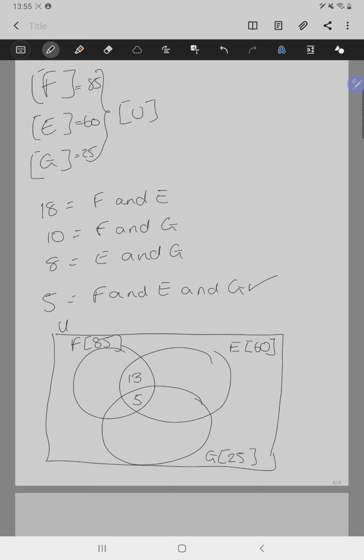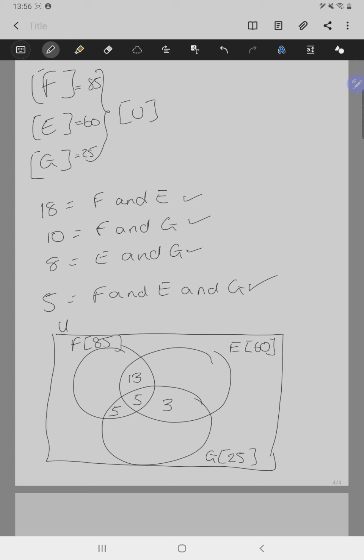If we look to the left, so the French and German, there are 10 people who study French and German. We've already looked at 5 of those. So the remaining 5 people study French and German, but not English. And then looking to the right, there are 8 people who study English and German. 5 of those people we've already looked at, so the remaining 3 people study English and German, but not French.